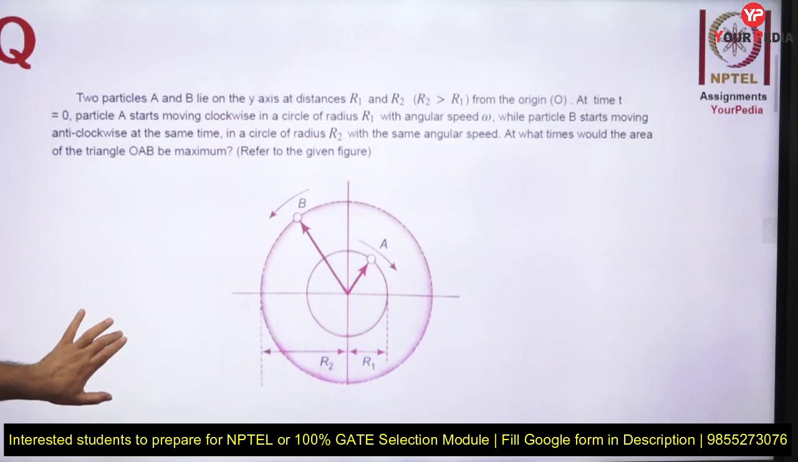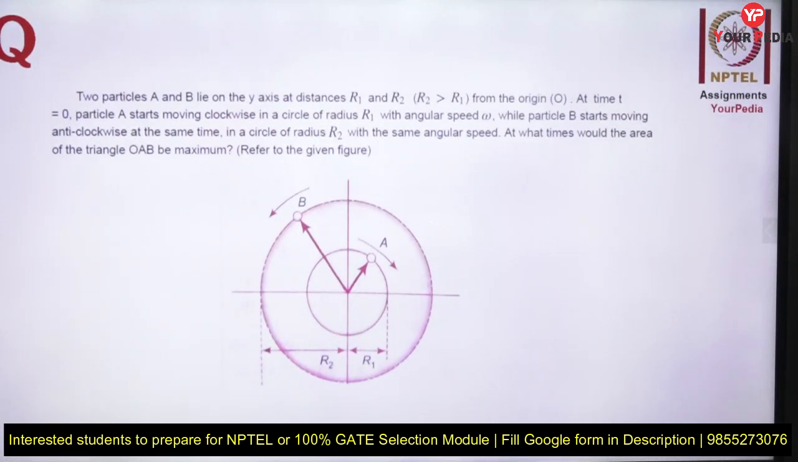I want you to read this question carefully. There are two particles A and B as shown in the diagram. They lie on the y axis at distances r1 and r2. As it is given, R2 is more than R1 from the origin O. So they have given the origin also.